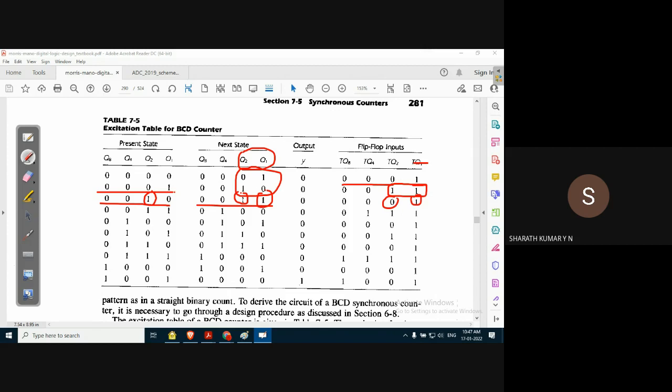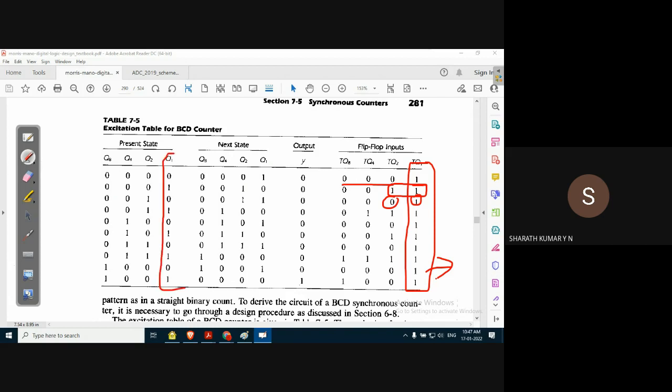Yes, if you observe this table, it's very simple, easy to guess. The first flip flop will always have the input of 1, because it will continuously toggle. If you see the present state and the next state, this Q1 should continuously toggle. As long as Q1 continuously toggles, its input should always be equal to 1. Very simple. It is a toggle flip flop.